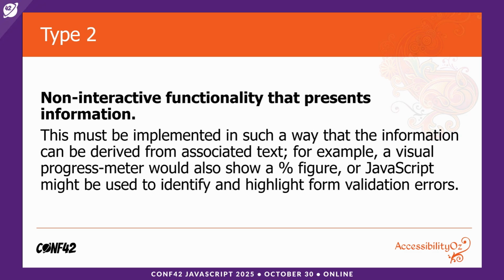Type 2, non-interactive functionality that presents information. So this must be implemented in such a way that the information can be derived from associated text. As I just showed you, a visual progress meter would also show a percentage figure, or JavaScript might be used to identify and highlight form validation errors.